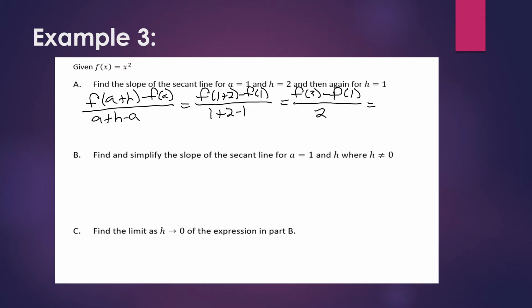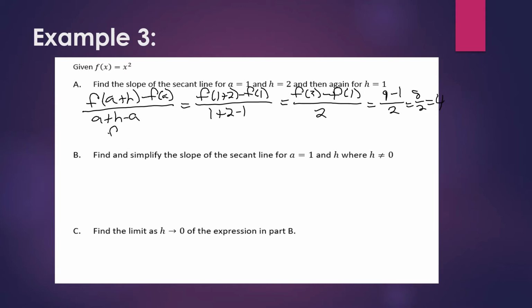So f of 3, remember f of x is just x squared. f of 3 is going to be 9 minus 1 over 2, 8 over 2, which is 4. So what happens if we make h a little bit smaller? Instead of being 2, let's make it 1.